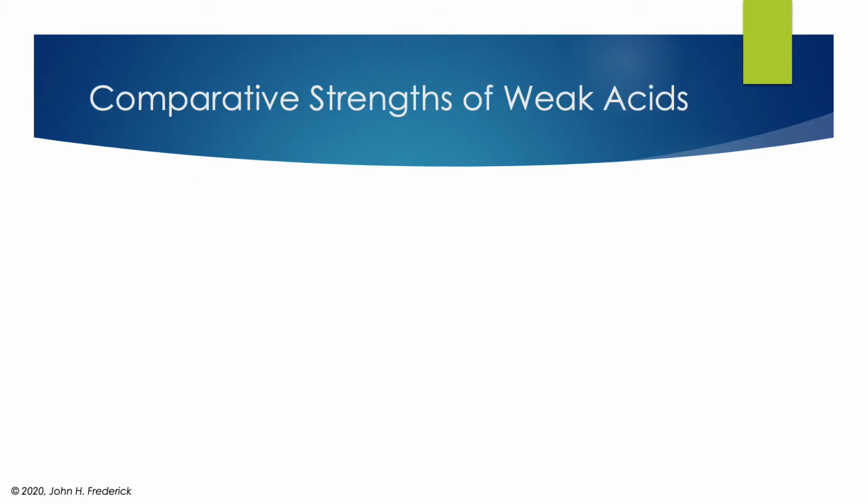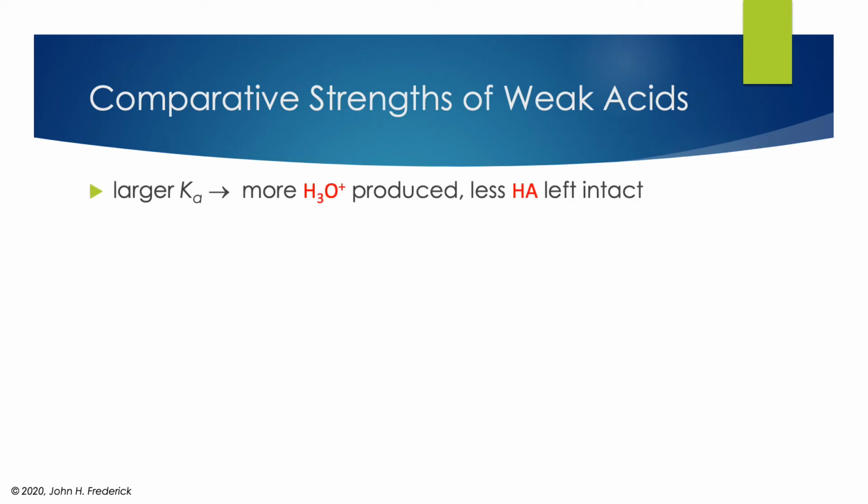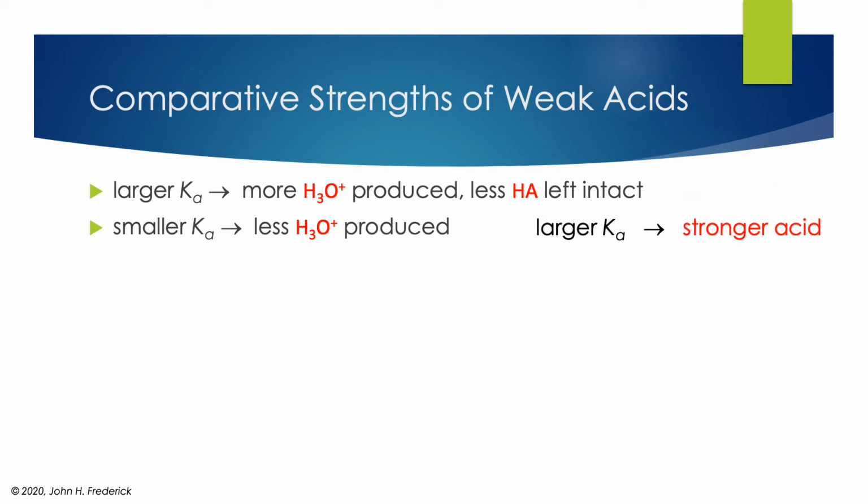Now let's talk about the comparative strengths of weak acids based on Ka values. So when we have larger Ka, that means that more hydronium ion will be produced, because remember, the larger the equilibrium constant, the more the reaction tends to the right-hand side. That also means that less of the weak acid will be left intact in the solution. Conversely, the smaller the Ka, the less of the hydronium ion will be produced. So we can draw a direct correlation here that larger Ka values correspond with stronger acids.